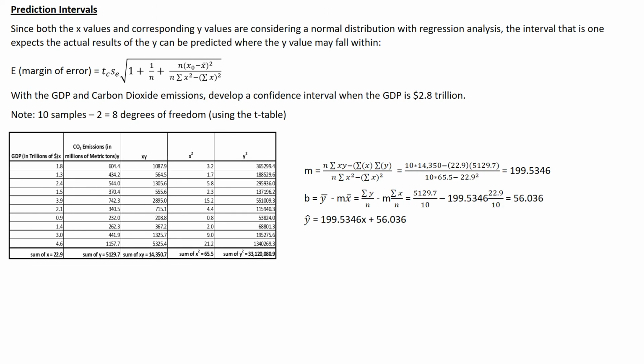Now, this was our GDP again, with our CO2 emissions. We're using this example quite a bit. And when I do my calculation, if you remember, I get 199.5346x plus 56.036. Now, when I do this, I set up a confidence interval. Remember, we're using the t-table again because we don't have a population deviation. So we have 10 samples. We subtract 2. It's 8 degrees of freedom.